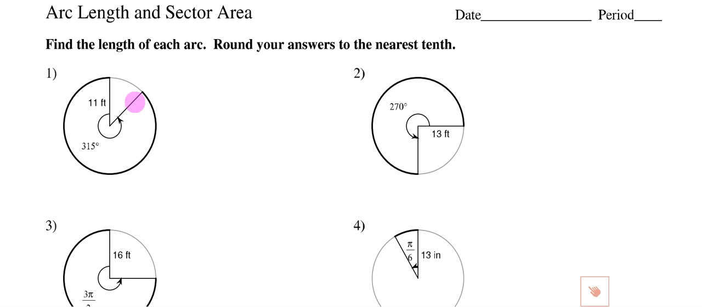You find the perimeter of the circle and then multiply that by 315 over 360. Okay, so we have a fraction of a circle. So the fraction is 315 degrees out of 360 degrees. And that fraction of the entire circumference of the circle, well, the circumference is 2 times pi times r, which is 11.